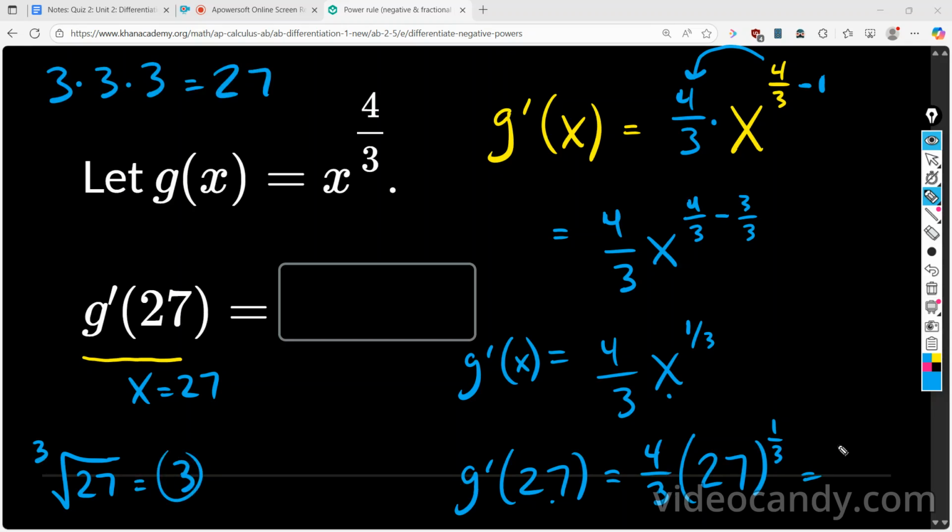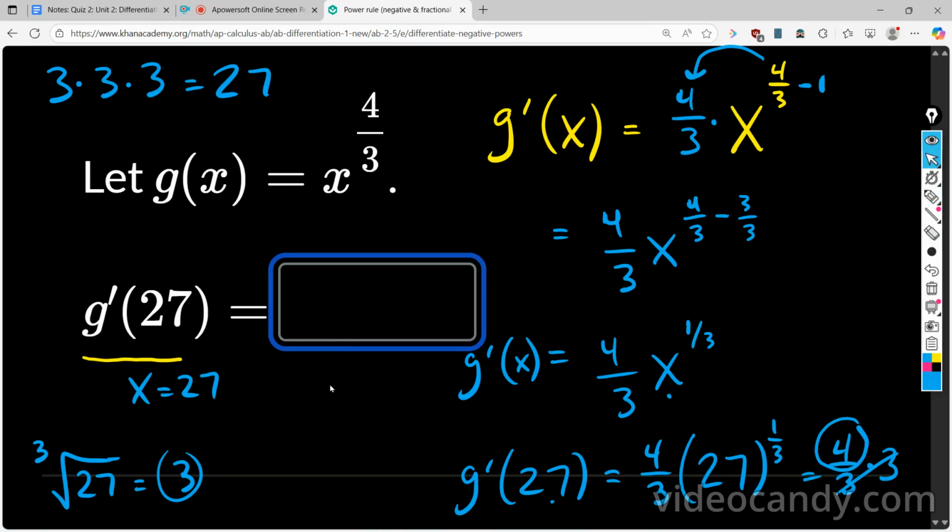So the third root of 27 is just 3. So we have 4/3 and 27 to the 1/3, which is the third root of 27. That's just 3, so it's times 3. 4/3 times 3, the 3's cancel, and we are just left with 4. So that's it. Enter 4 in the box.